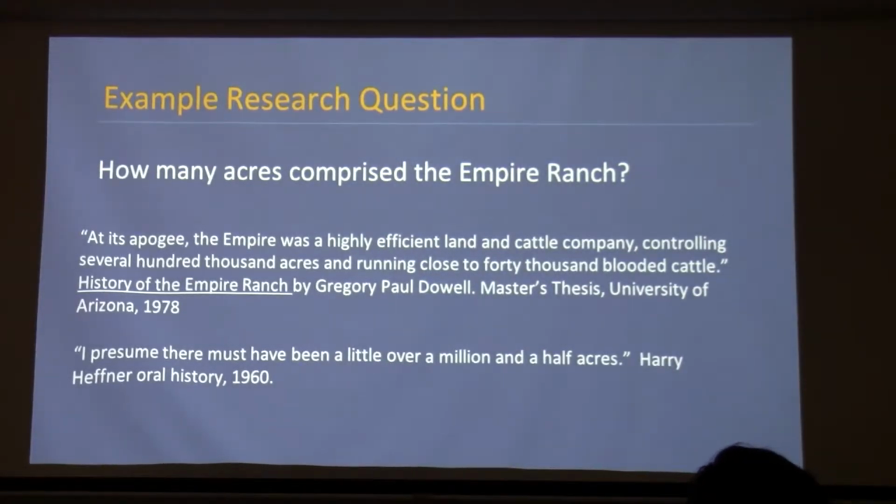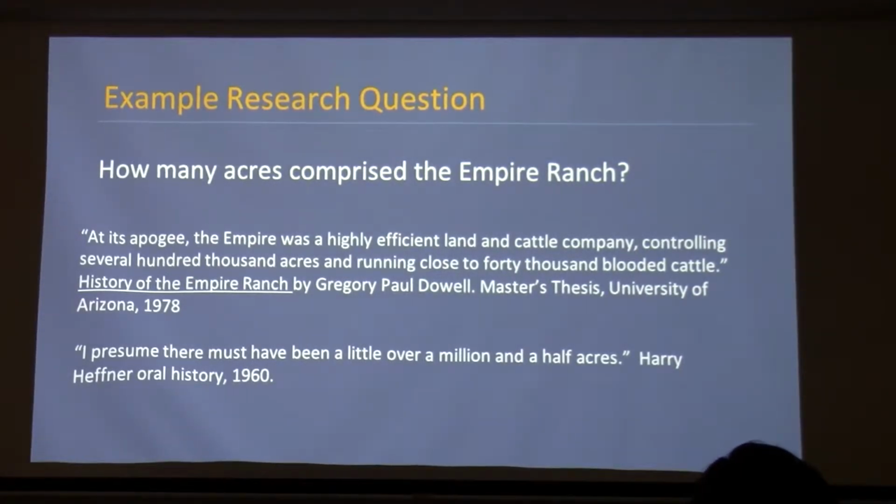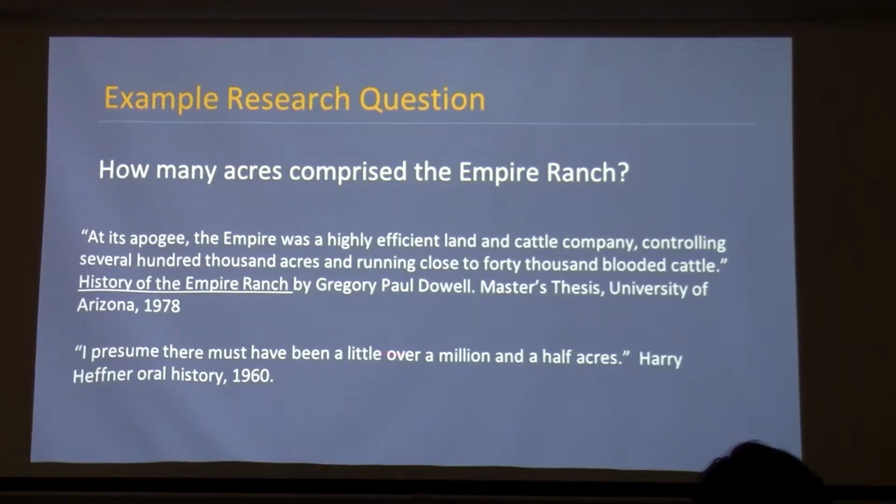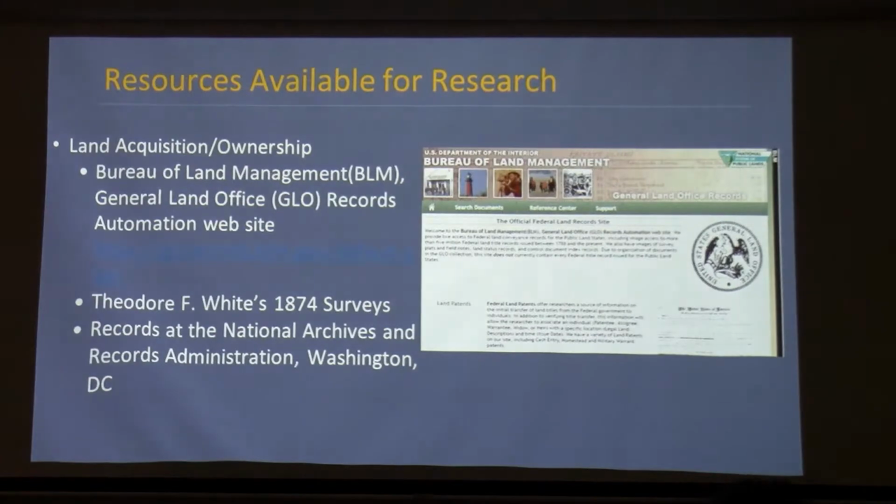An example research question that we've had for the Empire Ranch Foundation and the BLM really is, how many acres comprise the Empire Ranch? And there are wildly different estimates in the literature. There's a master's thesis from the U of A that talks about several 100,000 acres, whereas an off-the-cuff remark in an oral history says a little over 1.5 million acres. So we've been trying to approach this and document it.